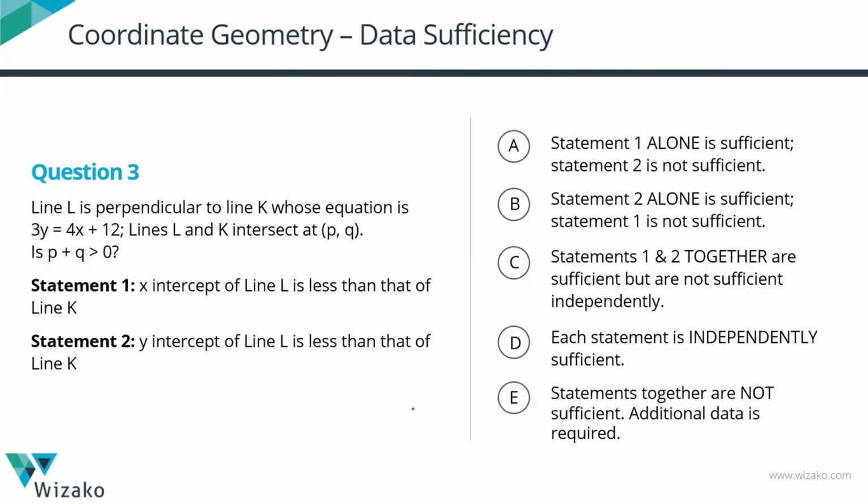This is a GMAT data sufficiency question. This is from coordinate geometry. I'll classify this question as a 700 level question. Let's get started. Line L is perpendicular to line K, whose equation is 3y equals 4x plus 12.